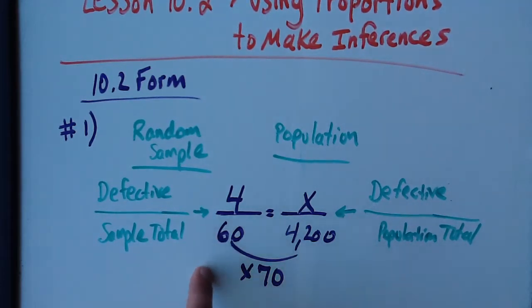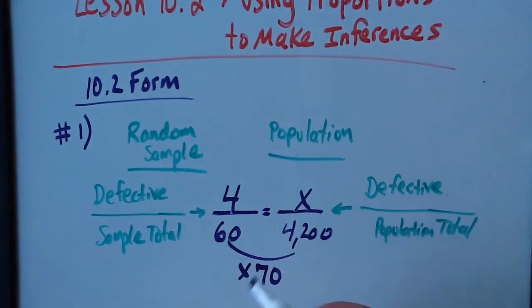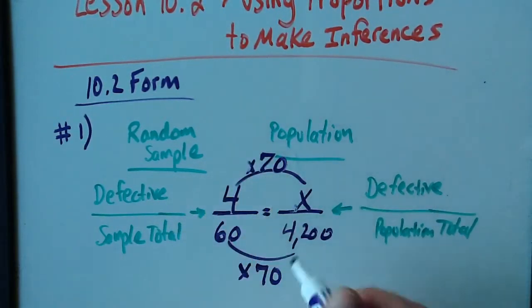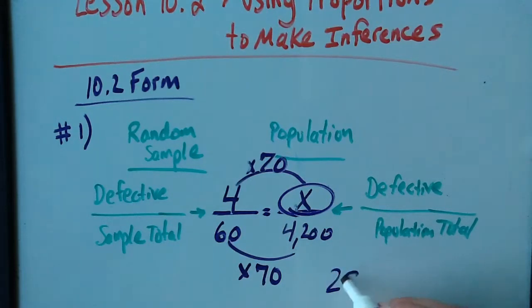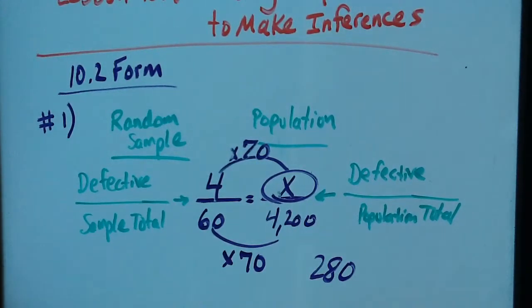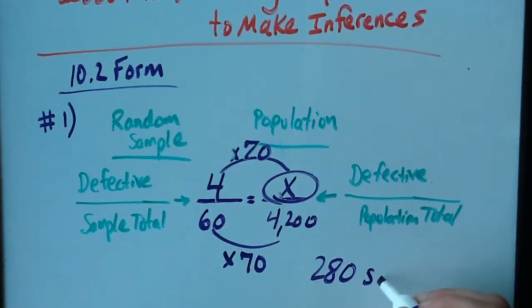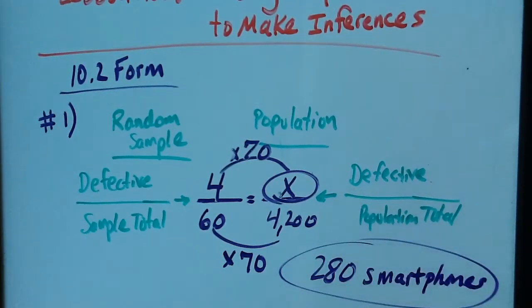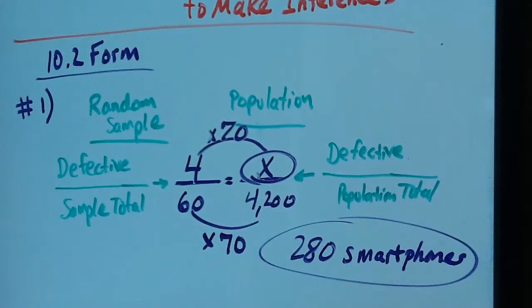And since I multiplied the bottom numbers, my denominators, by 70, 60 times 70 is 4,200, I do the same thing to the top. I multiply 4 times 70, and 4 times 70 would give me 280. Now remember, we're talking about smartphones here. So what we're saying is that in our population, if there are a total of 4,200 smartphones, how many of them will likely be defective based on our random sample? Well, probably about 280 smartphones would be defective. Right, so that'd be my answer for number 1, 280 smartphones.